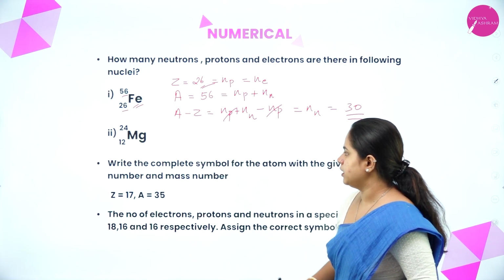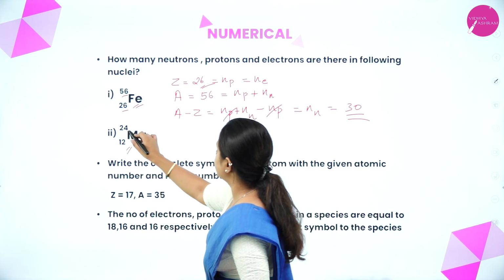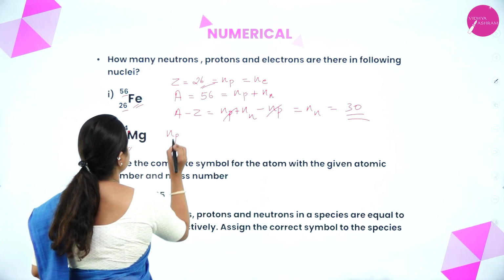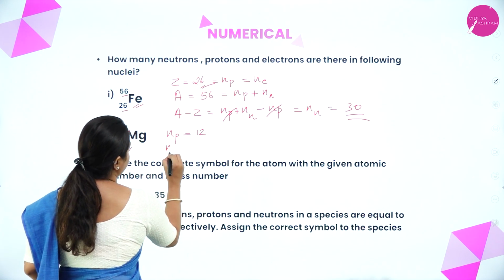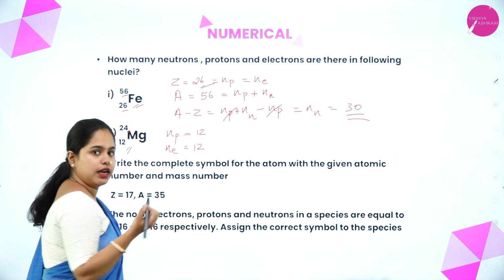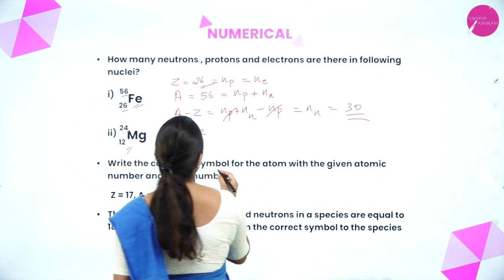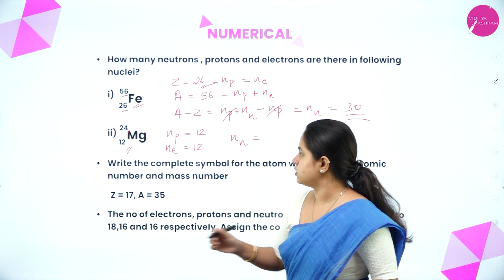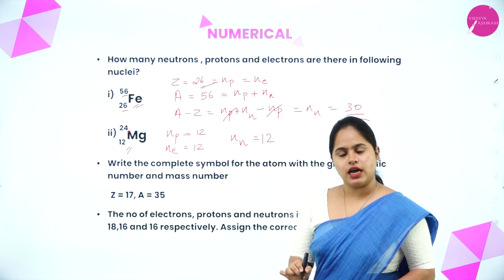Right? So the next element, which is given, magnesium, the atomic number is 12 and the mass number is given as 24. So what will be your number of protons? It is equal to your atomic number, so that will be 12. And what will be your number of electrons? It is the atomic number itself because it is an electrically neutral atom that is given here. And how can you calculate your number of neutrons? It is just 24 minus 12, which will give you again 12. I hope this is clear.